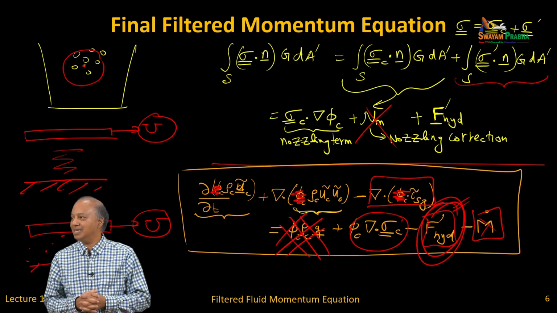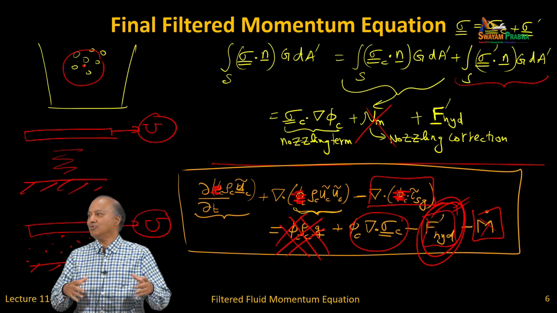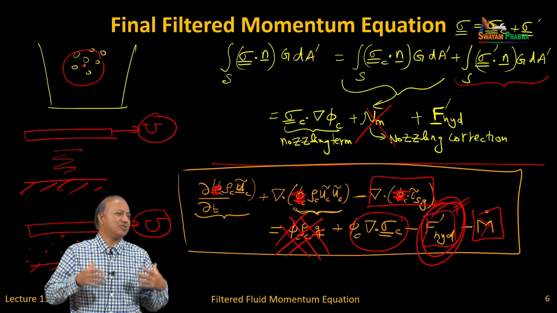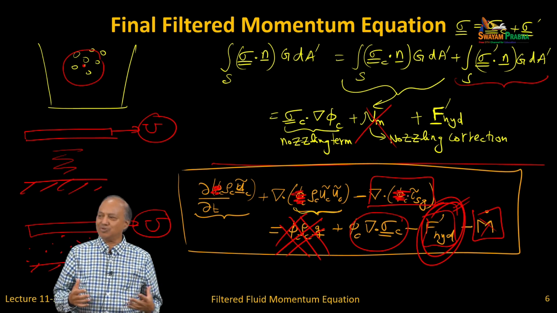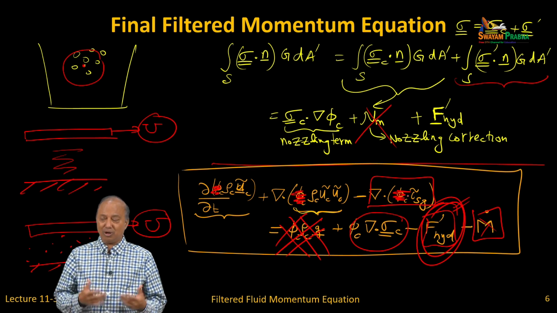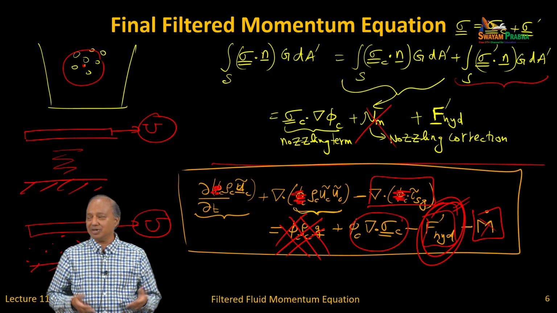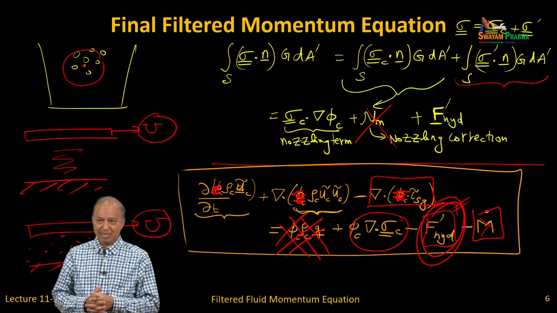Okay, and now you know what you get when you rigorously take the Navier-Stokes equation. In this case, I took the compressible Navier-Stokes equation and filtered it. This is what you get. Okay. Any questions?